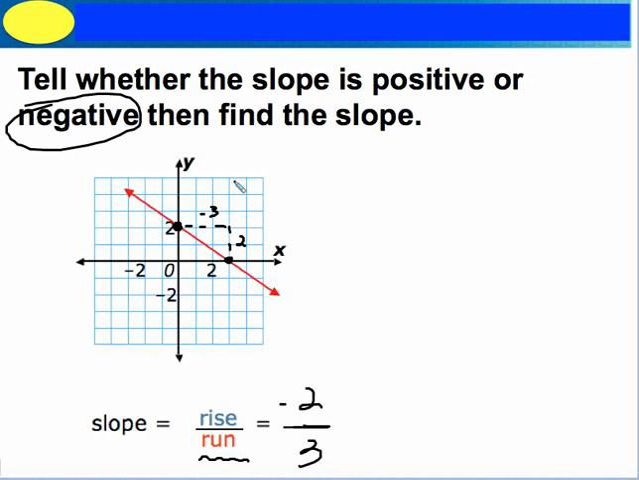Another way of looking at this is that to get from this point to this point, I actually go down 2 and then over positive 3. Because remember, a movement down is negative, a movement to the left is also negative, but a movement to the right is positive, and a movement up is also positive.